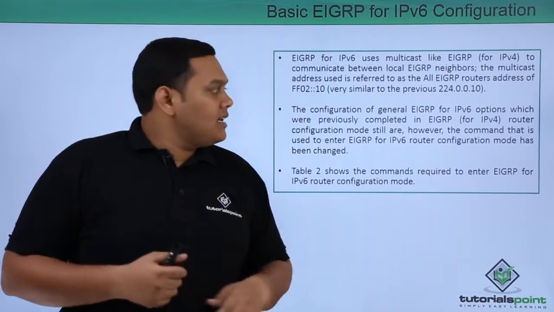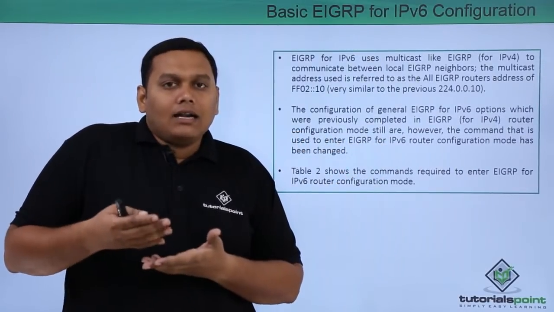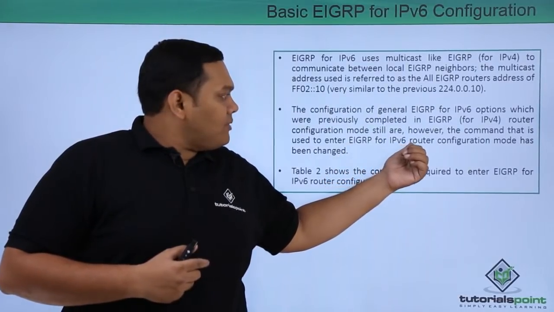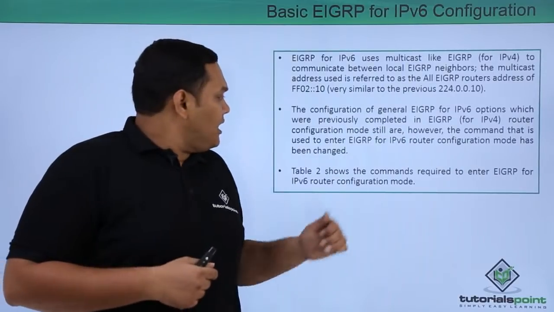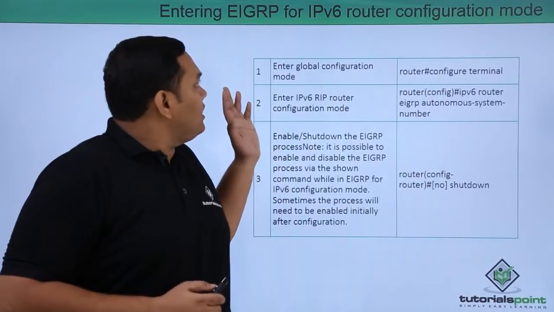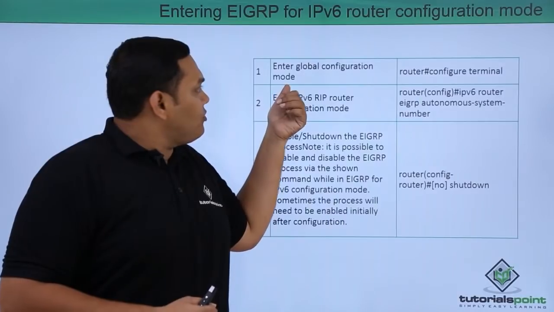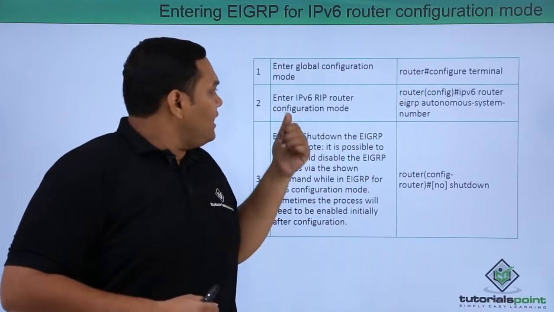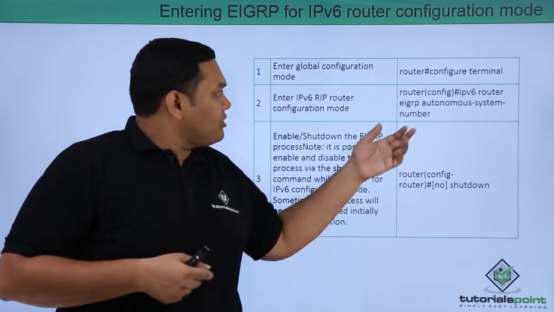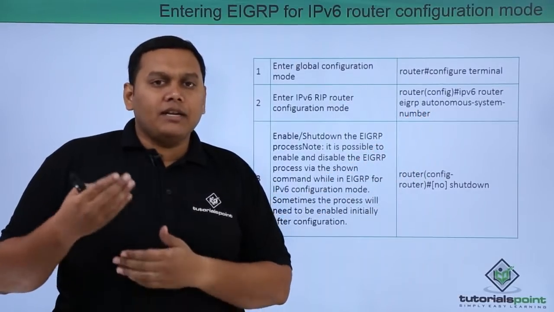EIGRP of IPv6, you see that in IPv4, router configuration mode commands are active, however the command that is used in EIGRP IPv6 router configuration mode is different and can be changed here. So, to enter the EIGRP IPv6 router configuration mode, the first one is global configuration mode, which is configure terminal, and then to enter the IPv6 router configuration mode, you have to enter ipv6 router eigrp autonomous system number.